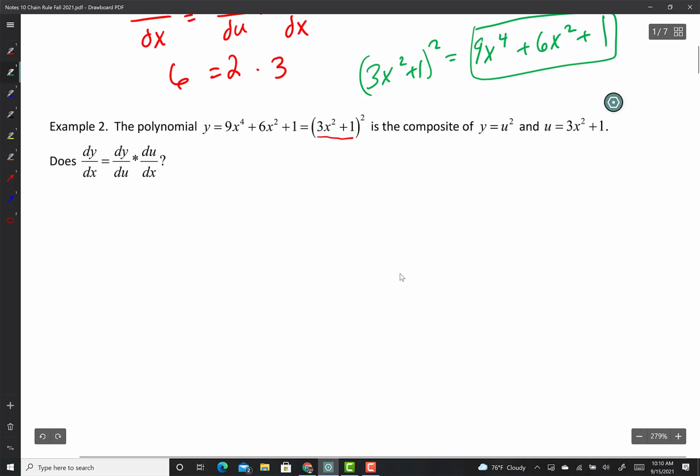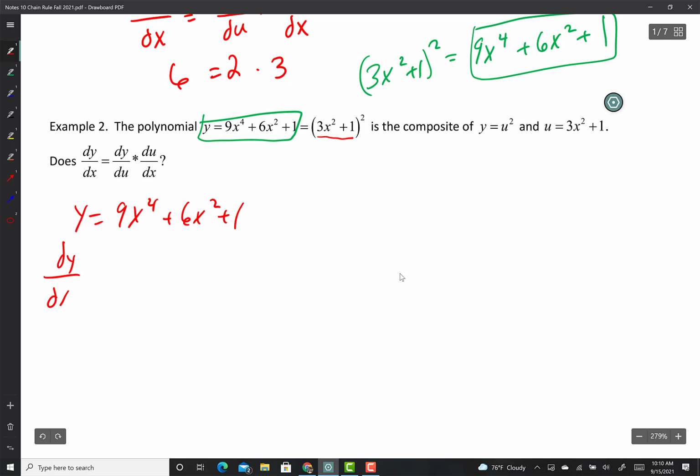Cool? So if I just told you, what's the derivative of this right here? You would tell me, I'm going to write it like this, guys. I'm going to write y equals 9x to the 4th plus 6x squared plus 1. And I'm going to write dy/dx, because I'm taking the derivative of y with respect to x, is equal to, now what's the derivative of that? 36x cubed plus 12x. Done, right?